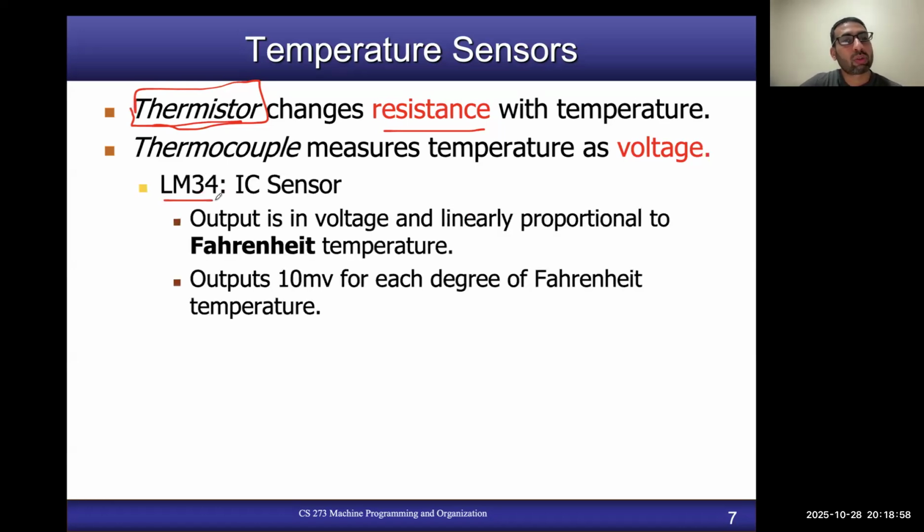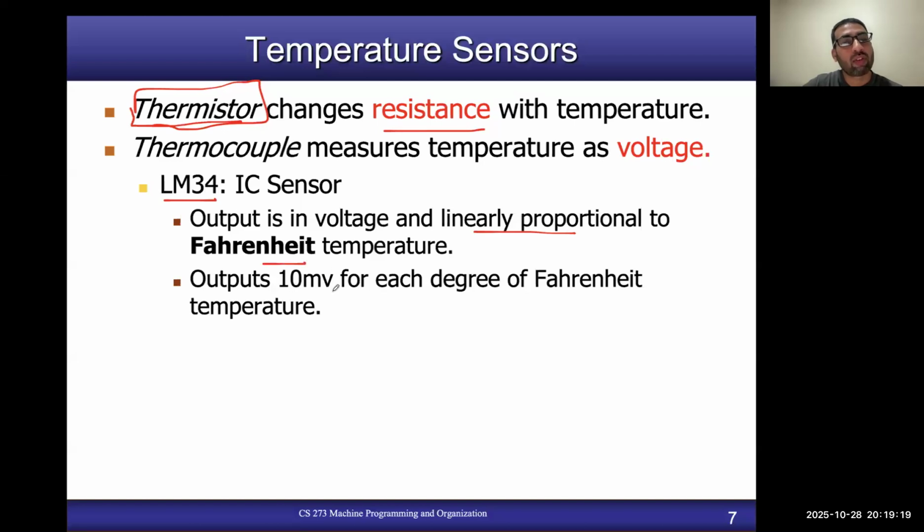So there are two popular IC temperature sensors, the LM34. It is a temperature sensor which will output voltage, and that voltage will be linearly proportional to the ambient temperature in Fahrenheit, right?